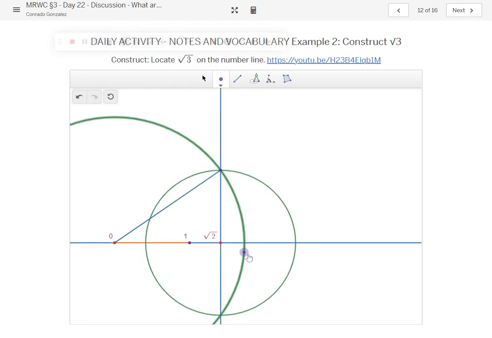Okay, and then create a point here, right? Color that point red, and then label it with backslash SQRT brace 3, and then close it with another brace. So I have located successfully the exact value of the square root of 3.